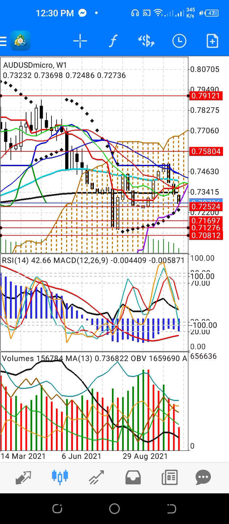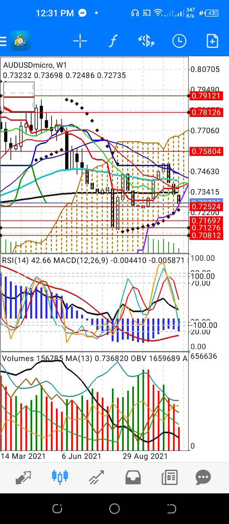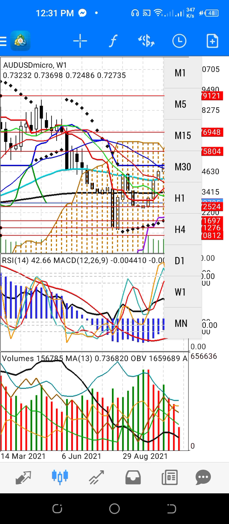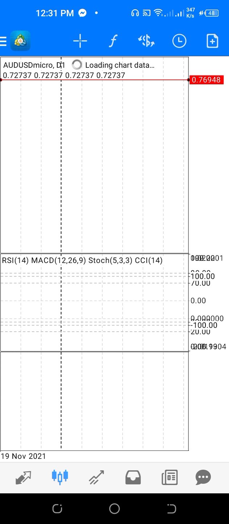And if it cannot penetrate or break this support here, it will bounce back, passing this level again, this 0.75106. The next target of that is here. You can put the take profit here for the weekly at 0.76948. Then we'll check the daily, what the position of the daily time frame of this Australian USD is.